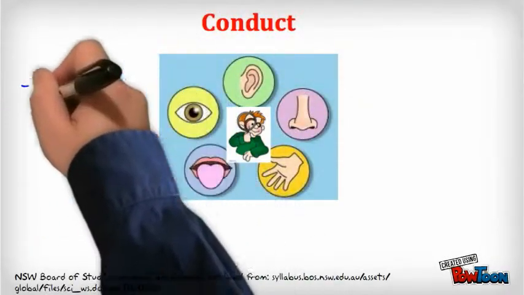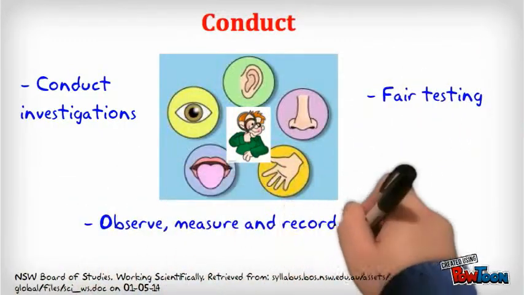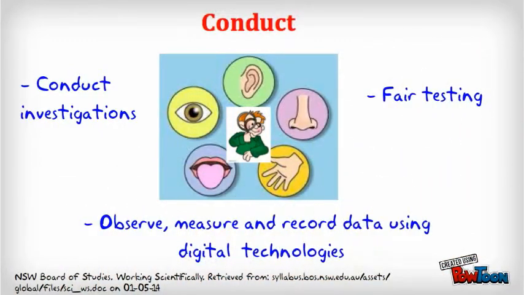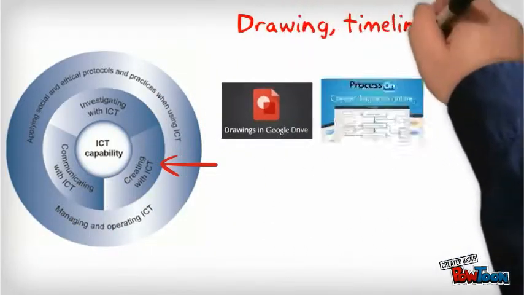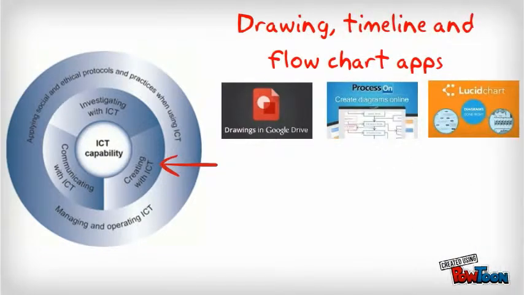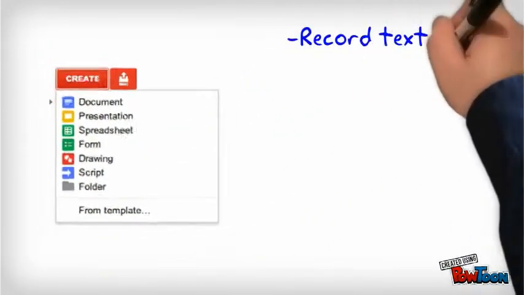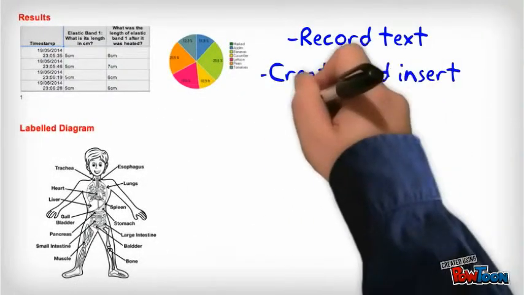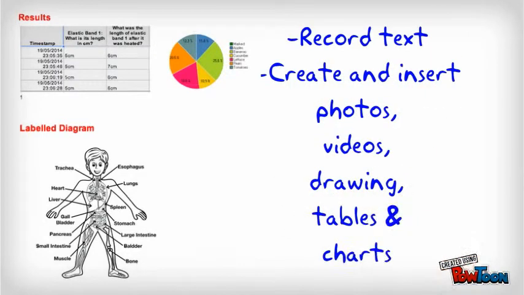Students will need to conduct investigations, ensure fair testing, and observe, measure and record data using digital technologies. Creating with ICT: drawing, timeline and flowchart apps can be used to document and record, with many allowing you to insert photos, voice and text. A Google document could be used to record text and insert photos, videos, drawings, tables and charts. The creation of scientific labelled diagrams to scale is a key working scientific skill.